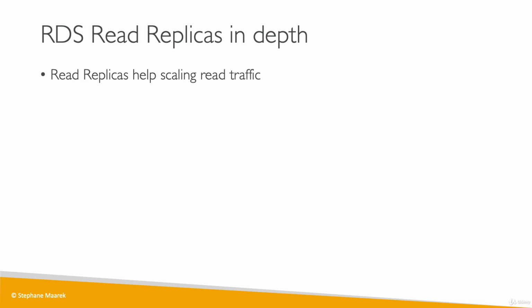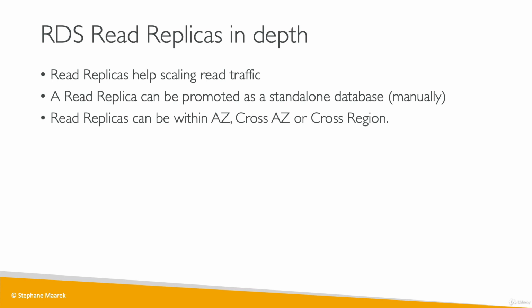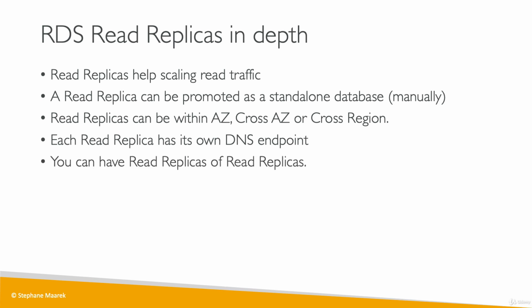Read replicas help scale read traffic, and you can promote a read replica to be its own standalone database. So if you had a question like, we want to have our own database that has a copy of the master database, and we want it to have its own lifecycle, then you can use a read replica for this. You can also create a replica within the same AZ, cross AZ, or even cross region, so it can be used as a DR mechanism across regions. Each read replica has its own DNS endpoint, so to scale or load balance, you need to make sure your applications are aware of all the read replica DNS endpoints. You can do read replicas of read replicas. And to make it even more complicated, read replicas can be multi-AZ.